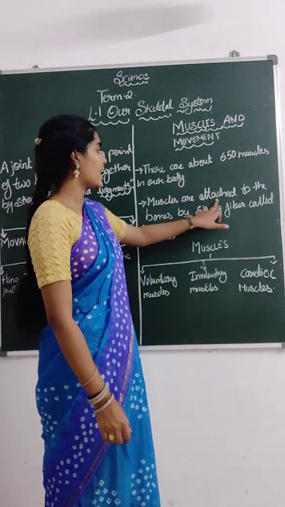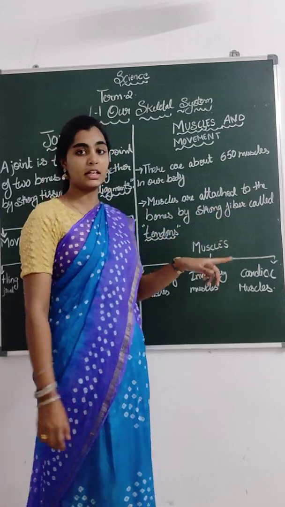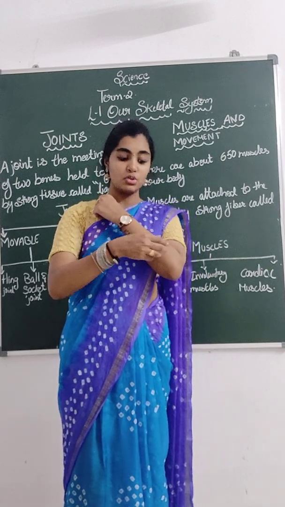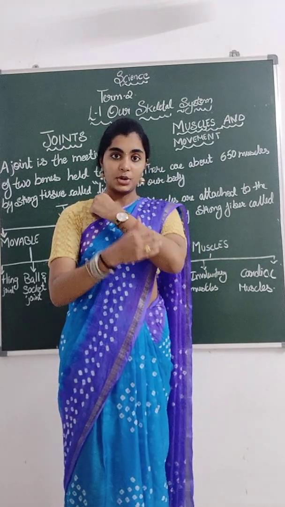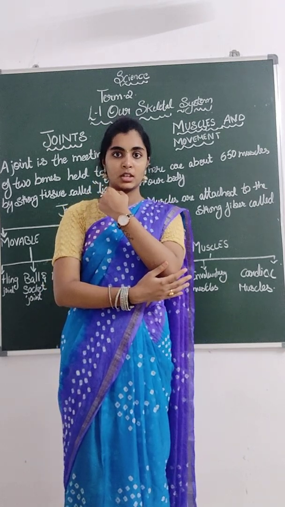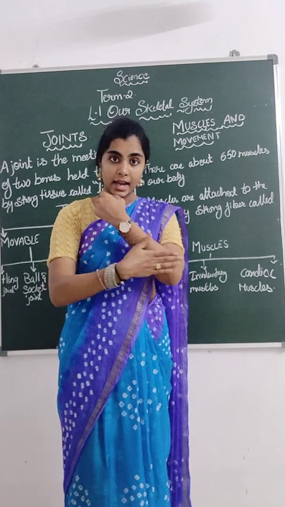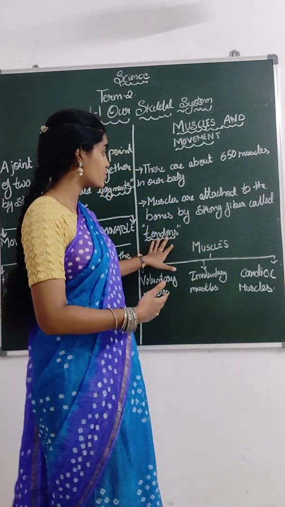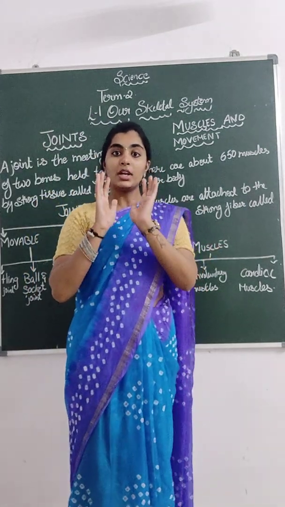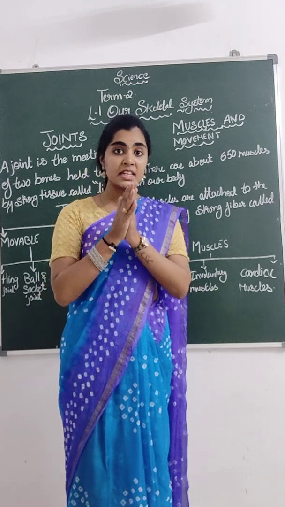Now, muscles are attached to the bones by strong fiber called tendons. So now, when you have a bone like this, upon the bone you have this muscle. You have bones, muscle, and then above that you have skin. Okay? Now, this bone and muscle are attached with the help of a strong fiber called tendons. Now, if you take, for example, if you give an activity to cut and paste the pictures.